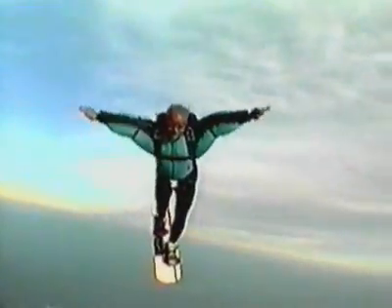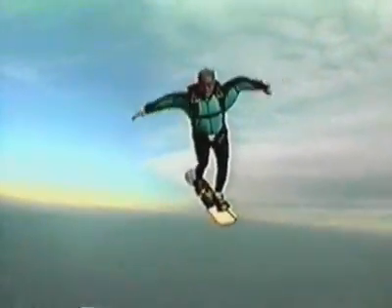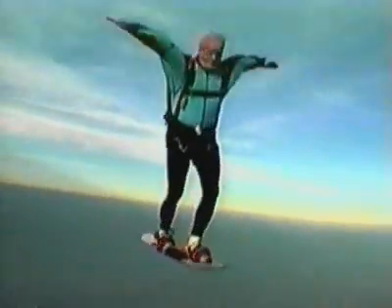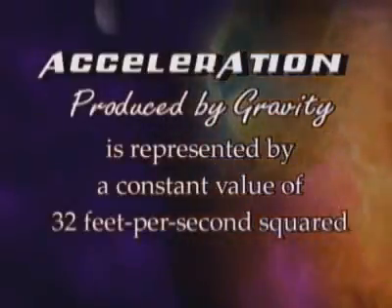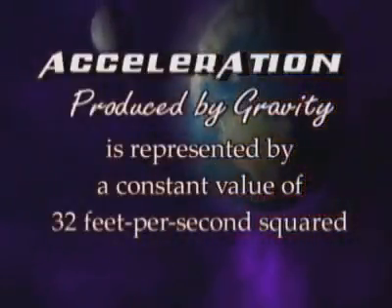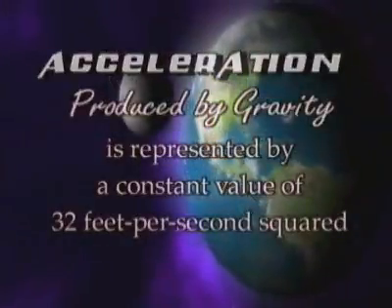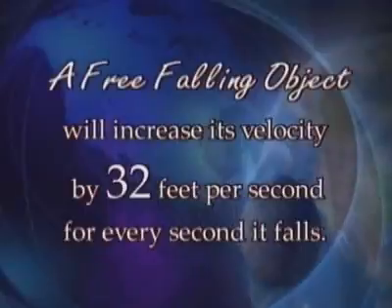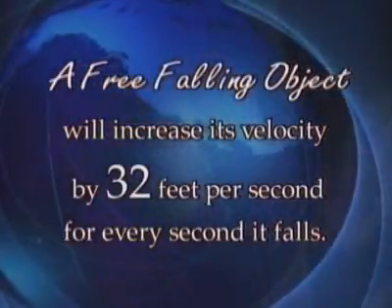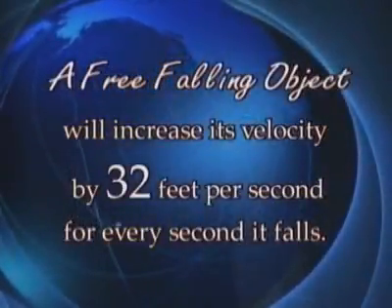The Earth produces a form of acceleration known as gravity. This affects everyone and everything on the ground and in the air. Acceleration produced by gravity is represented by a constant value of 32 feet per second squared. As an example, a free-falling object will increase its velocity by 32 feet per second for every second it falls.